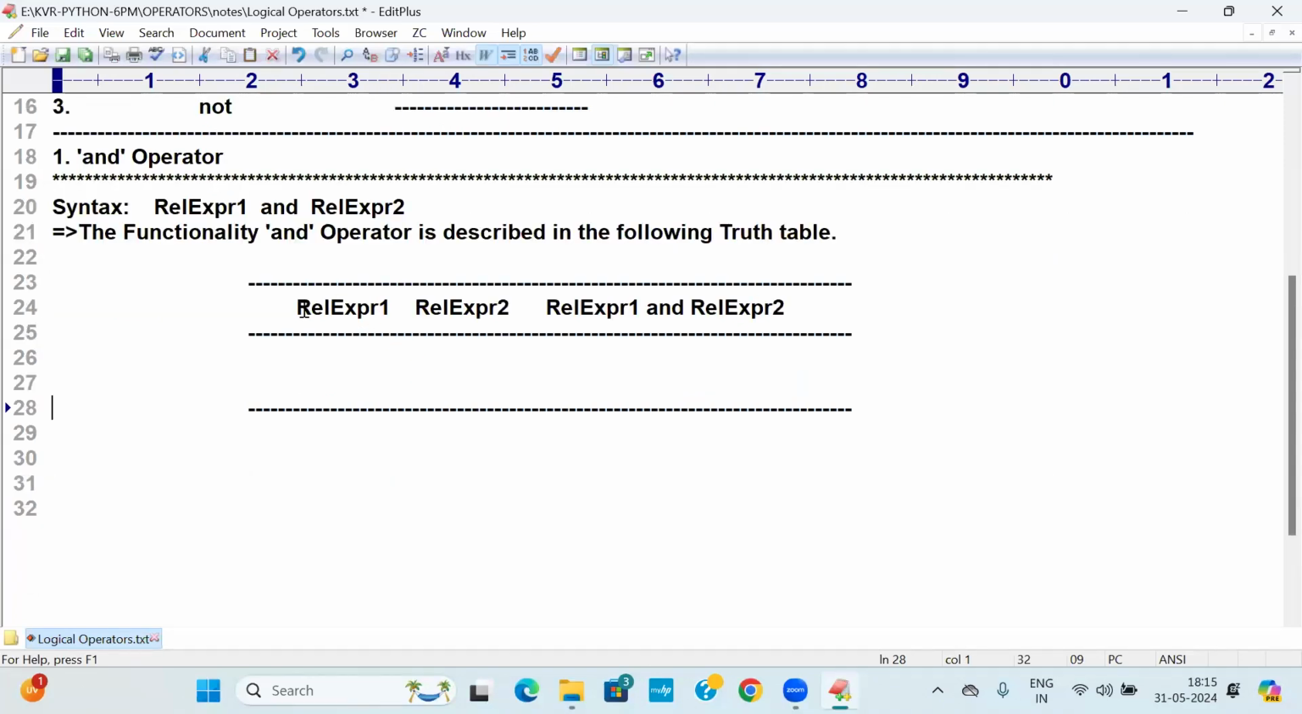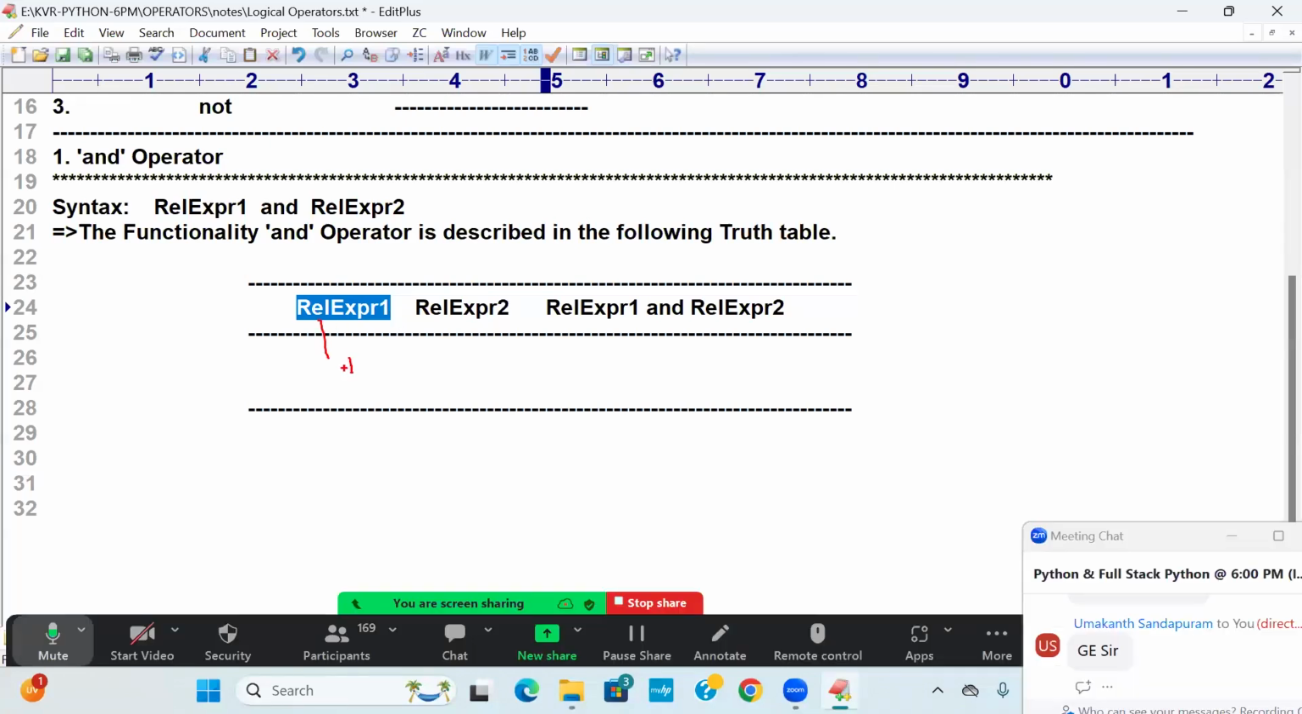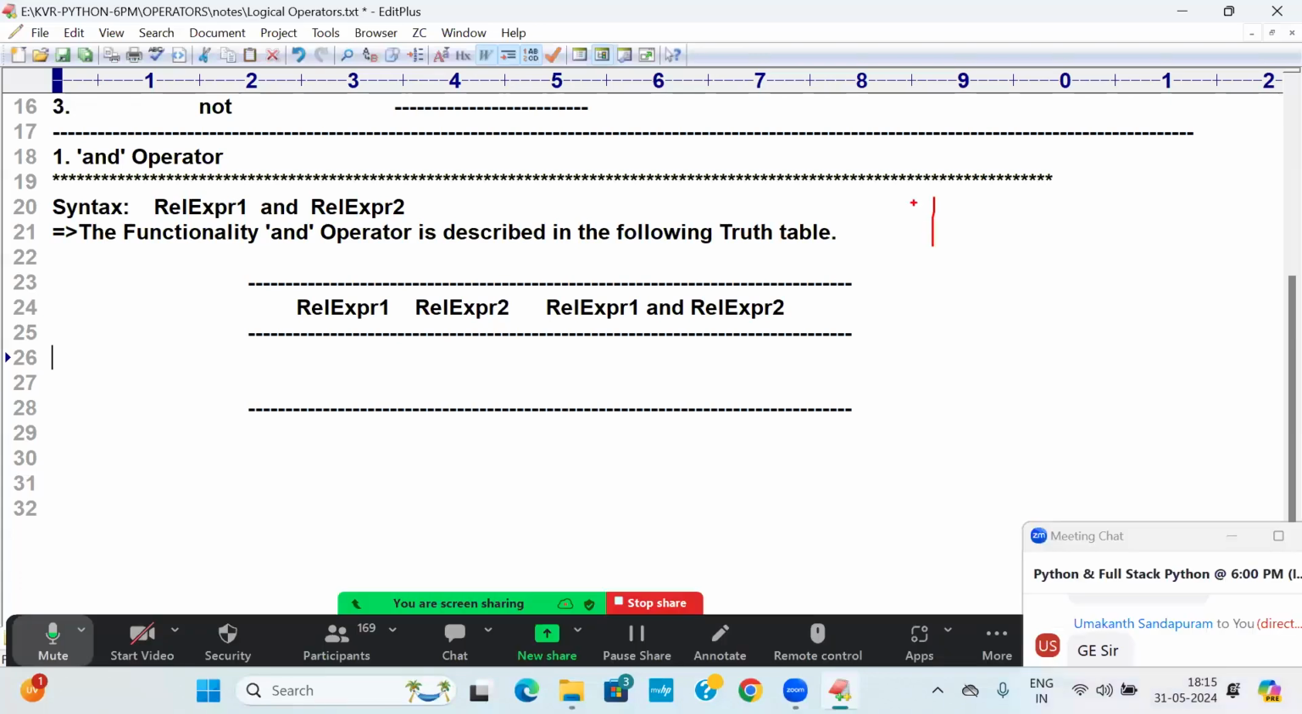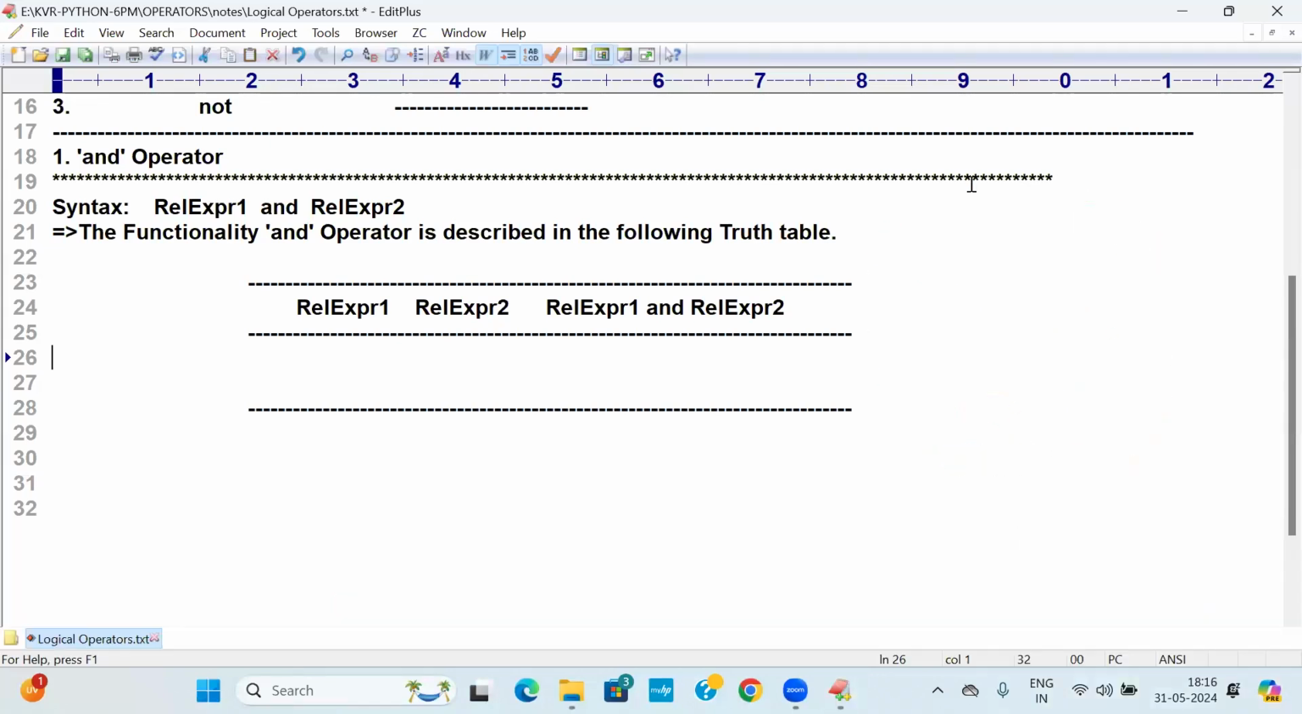Here, what is the result of relational expression 1? The possible results of relational expression 1, as I said yesterday, are either true or false. Here also, true or false. So how many combinations can I prepare? Four. True, true, one combination. False, false, one combination. False, true, one combination. True, false, one more combination. These many combinations we can go for.